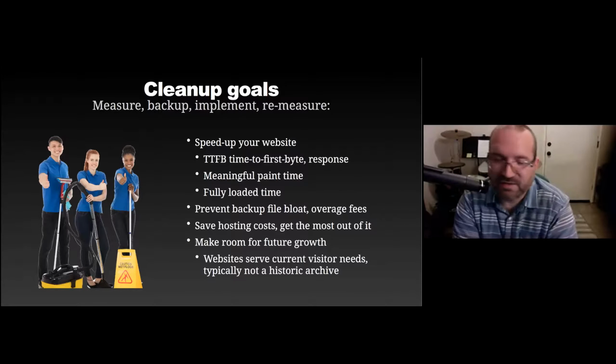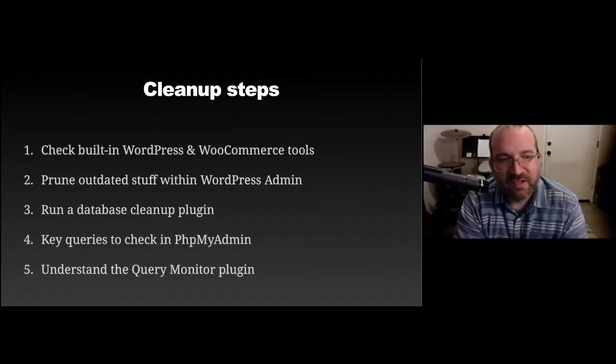All right, steps to clean up. I've got a slide on each one of these, and then we're going to go into Q&A. Actually, I've got a surprise in between, but we'll get there. So the five steps here: first, check the built-in tools that are already built into WordPress and WooCommerce that can help guide you here. So we'll talk about those. Second, pruning outdated stuff in the admin area that you can just see and maybe take the time to actually clean up. Hopefully we can build up your courage on that today.